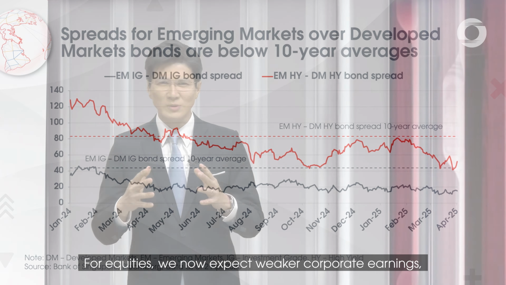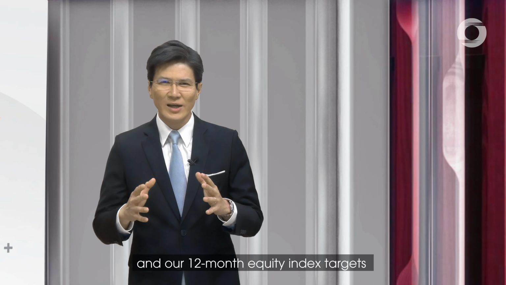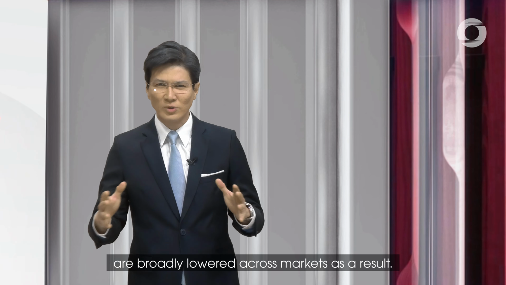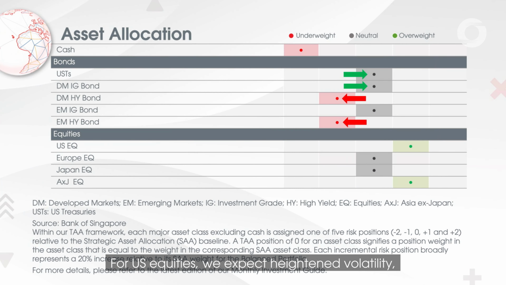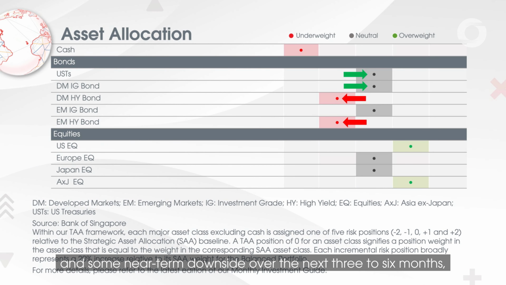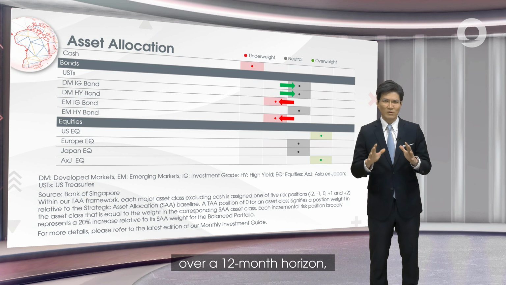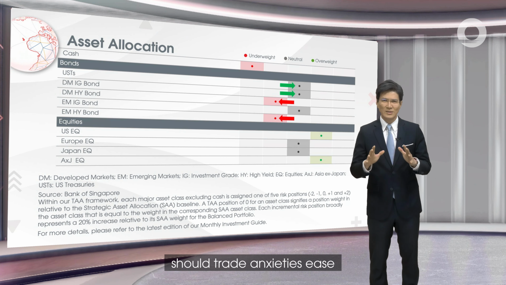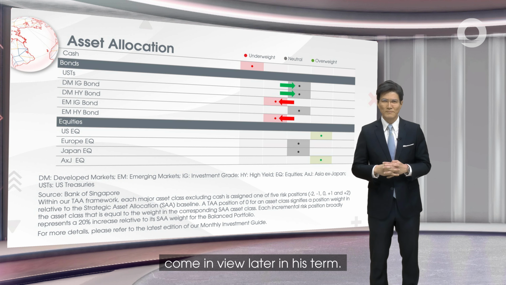For equities, we now expect weaker corporate earnings and equity multiples, and our 12-month equity index targets are broadly lowered across markets as a result. For US equities, we expect heightened volatility and some near-term downside over the next 3 to 6 months. But we believe that the risk-reward remains sufficiently constructive over a 12-month horizon should trade anxieties ease and Trump's pro-growth policies come into view later in his term.